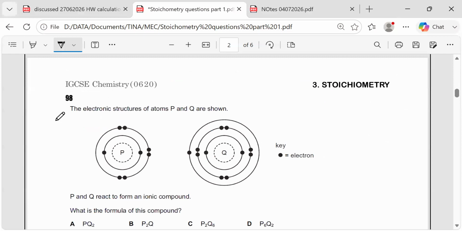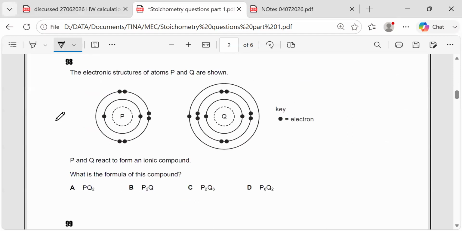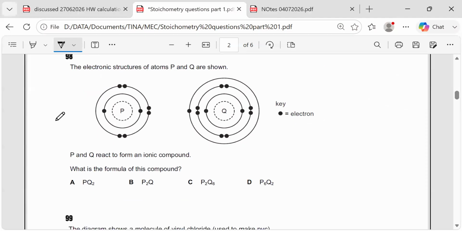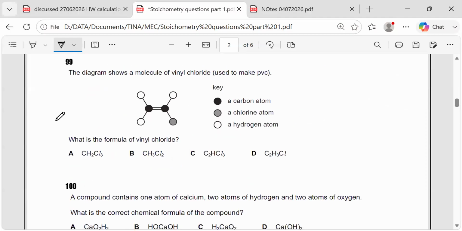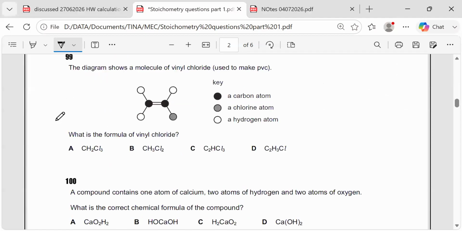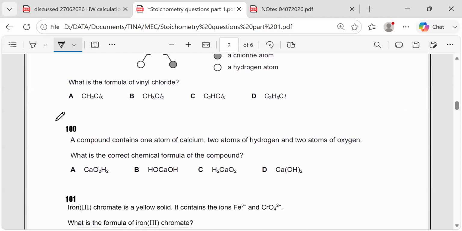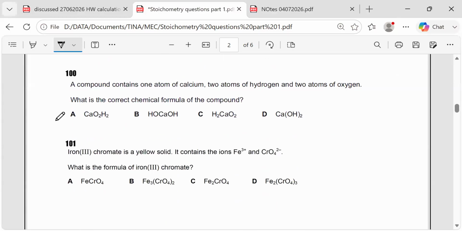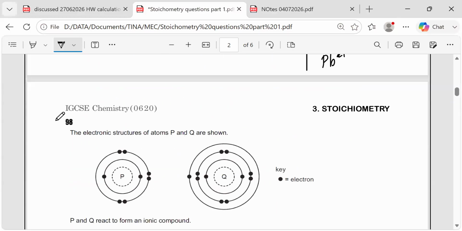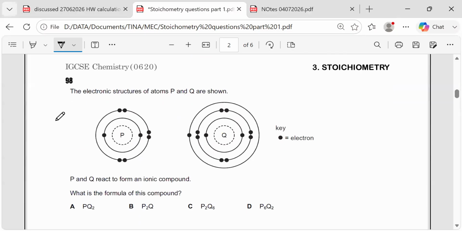Okay. Do you remember ionic compound? Remember how to do it? Too bad. Okay, please do. 98 is ionic, 99 is covalent, 100 is ionic, and 101 is ionic. Okay, please do this page now. Try. Same concept, okay?